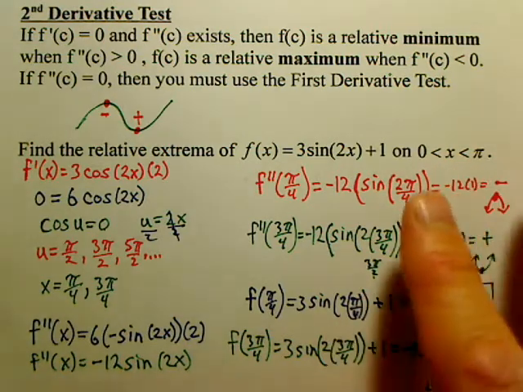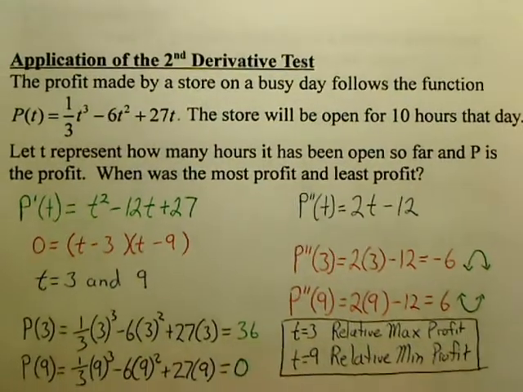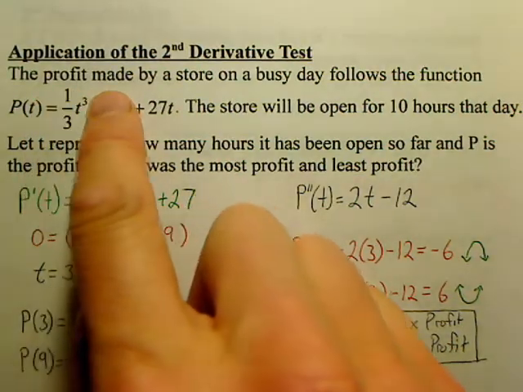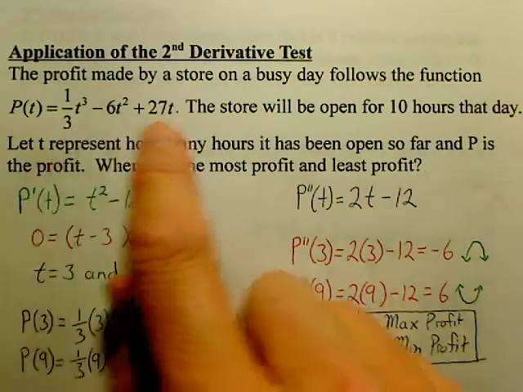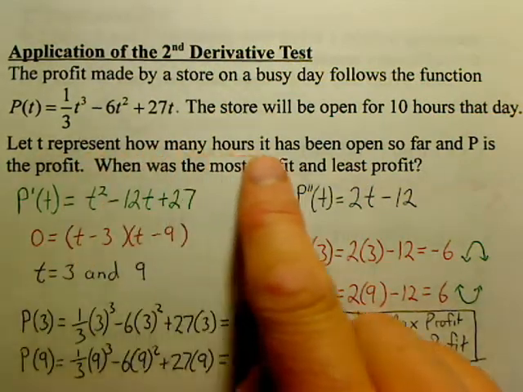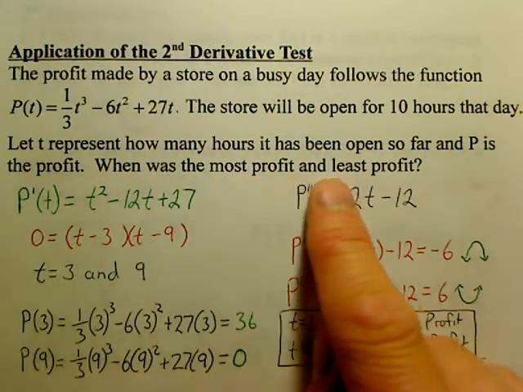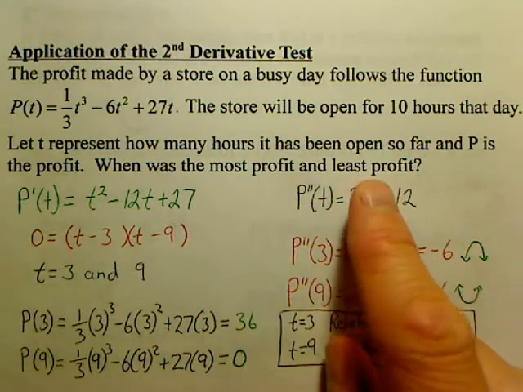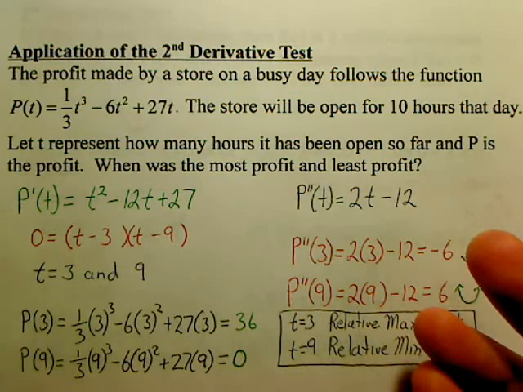Now, here's an application of it. Let's look at this. All right, watch this. An application. The profit made by a store on a busy day follows the function, BAM. The store will be open for 10 hours that day. Let T represent how many hours it has been open so far, and P is the profit. When was the most profit and least profit? So, if I want most and least profit, isn't that a relative max, relative min?